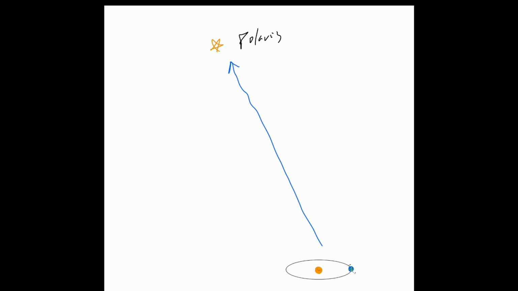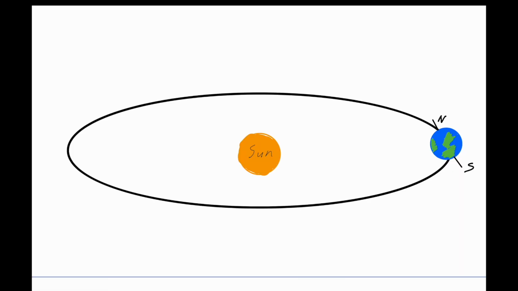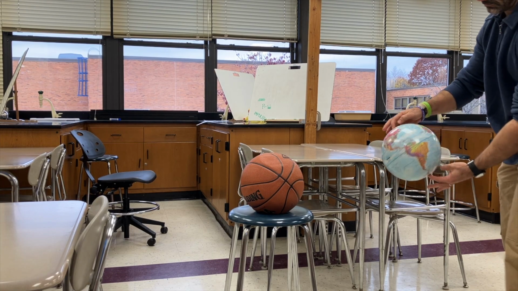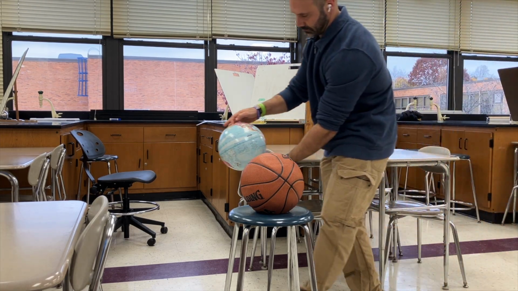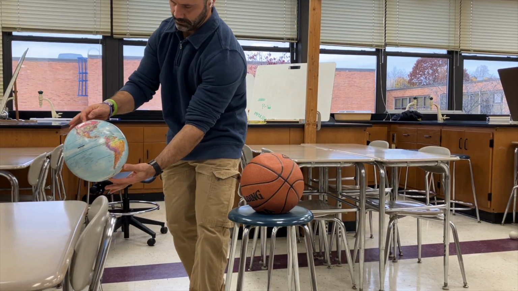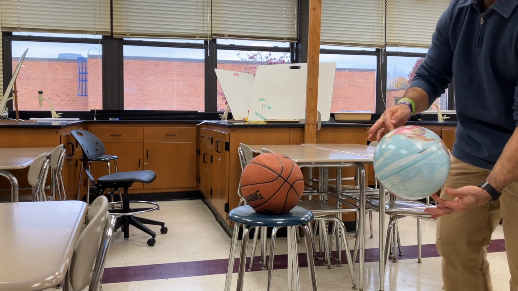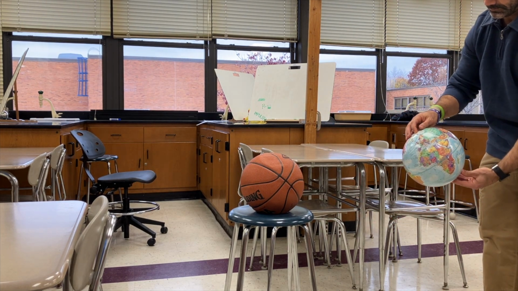Okay, so let's go back to our model. As the Earth goes around the sun, the North Pole is always pointing in that same direction, always still pointing towards Polaris. Okay, and so this is the revolution of the Earth. Here's a three-dimensional model where I have a globe that's spinning to show day and night, and the basketball in the middle is supposed to be the sun. And you can see the Earth spins and it maintains that tilt as it goes around the sun.